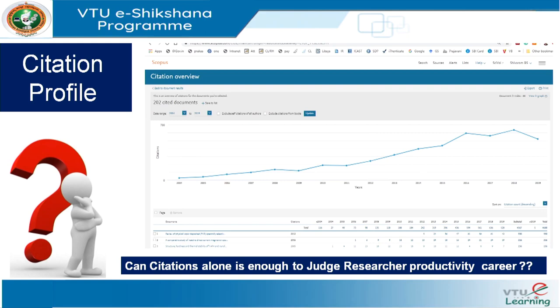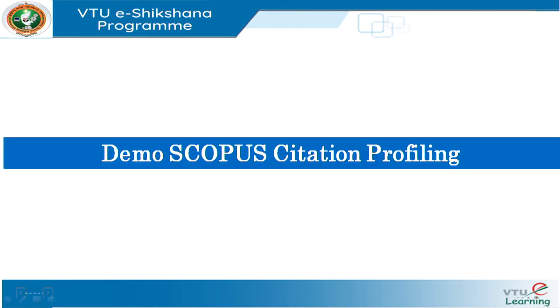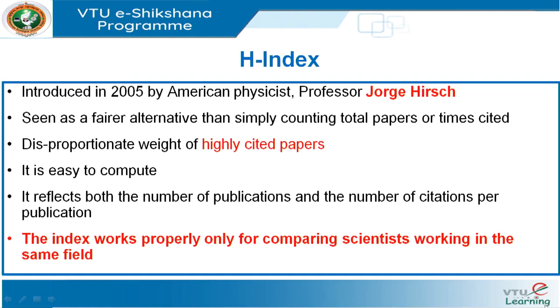So how do you tackle this? To address this issue, there comes the H index. The H index tries to measure the productivity of an individual author throughout the career. The H index was introduced by Jorge Hirsch in 2005, an American physicist, seen as a fairer alternative to simply computing the total number of papers and total number of citations, which gives disproportionate weightage to highly cited papers. As I told you in the previous example, one paper has got more citations, the remaining have not. It is easy to compute and it reflects the number of publications and the number of citations per publication.